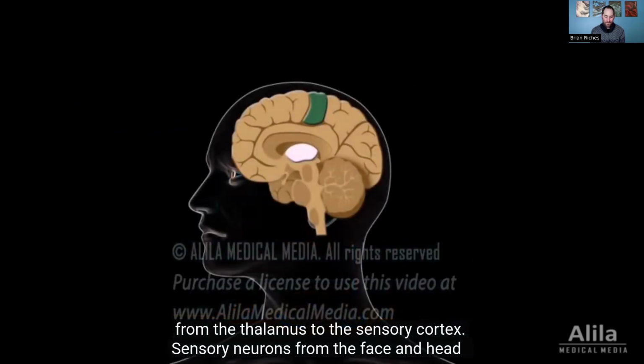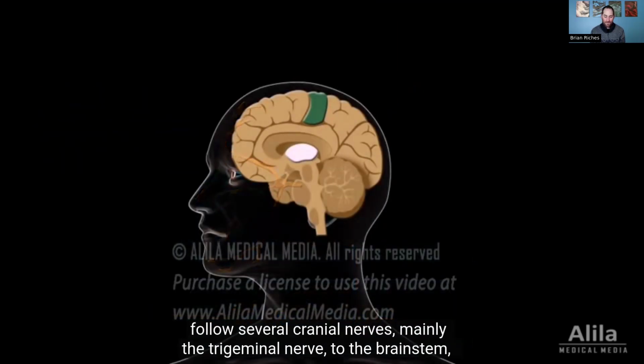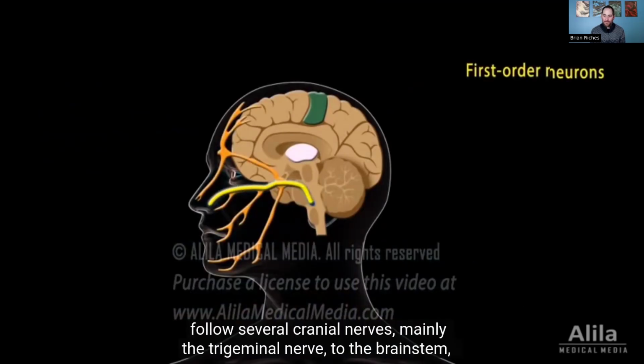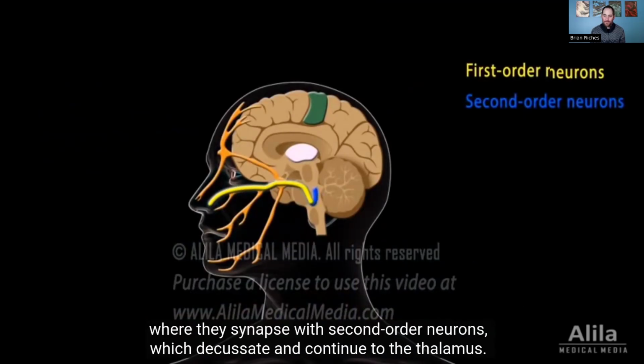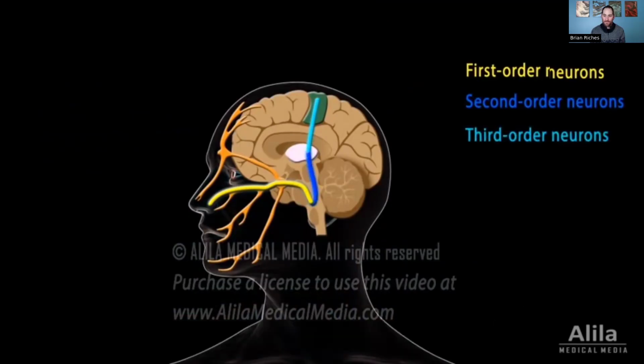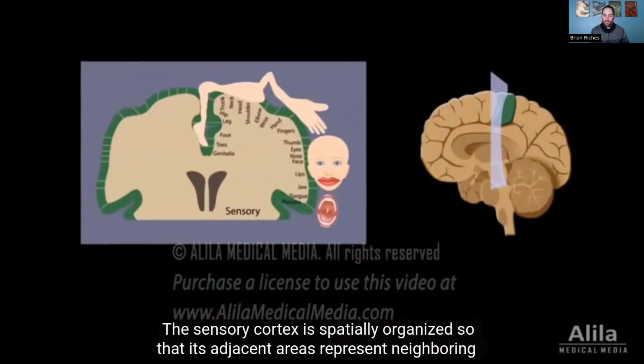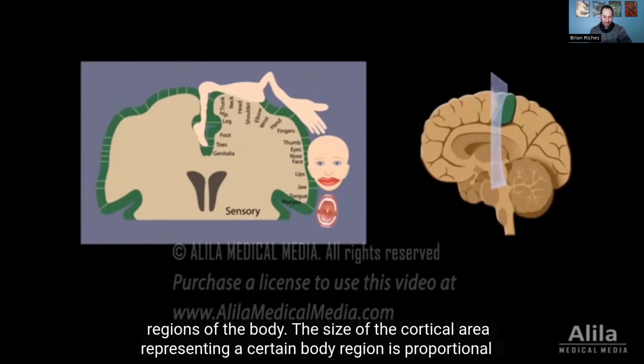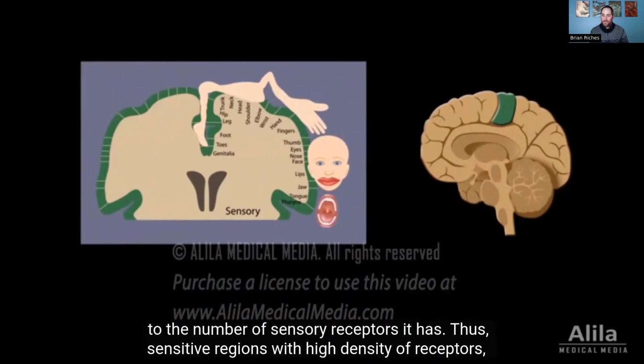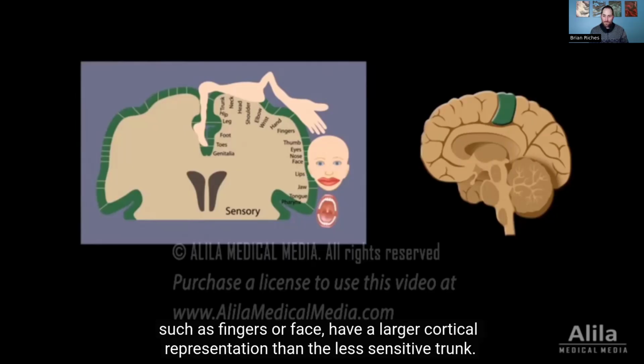Sensory neurons from the face and head follow several cranial nerves, mainly the trigeminal nerve, to the brainstem, where they synapse with second-order neurons, which decussate and continue to the thalamus. The sensory cortex is spatially organized so that its adjacent areas represent neighboring regions of the body. The size of the cortical area representing a certain body region is proportional to the number of sensory receptors it has. Thus, sensitive regions with high density of receptors, such as fingers or face, have a larger cortical representation than the less sensitive trunk.